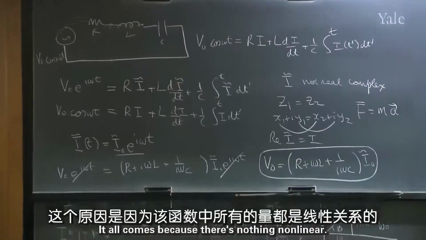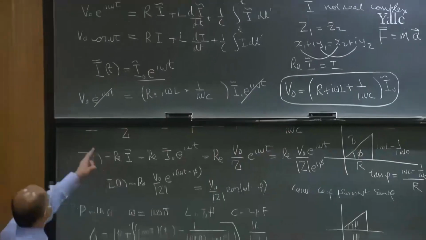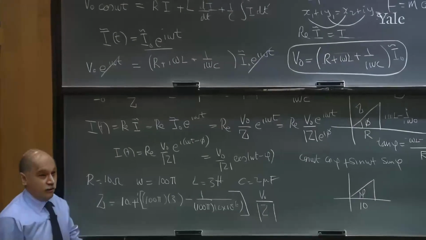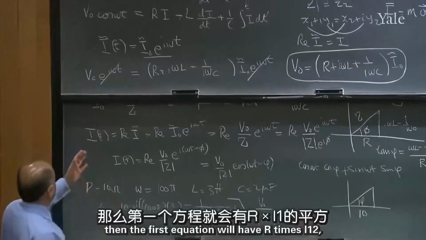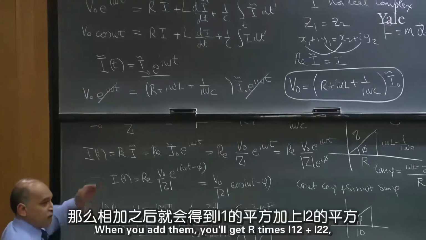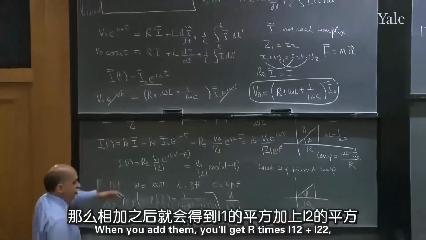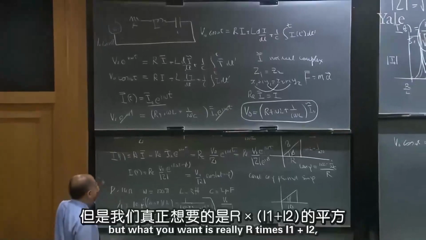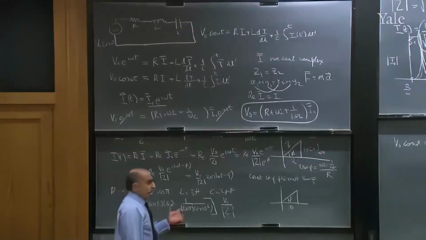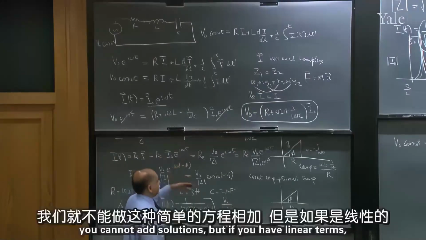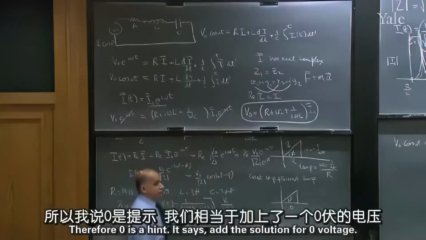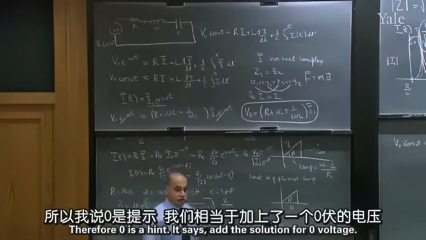It all comes because there's nothing non-linear. For example, if the right-hand side had R times I square, then the first equation will have R times I1 square. Second will have R times I2 square. When you add them, you will get R times I1 square plus I2 square. But what you want is really R times I1 plus I2, the whole thing square. So if you have nonlinear terms, you cannot add solutions. But if you have linear terms, you can add solutions. Therefore, 0 is a hint. It says add the solution for 0 voltage.